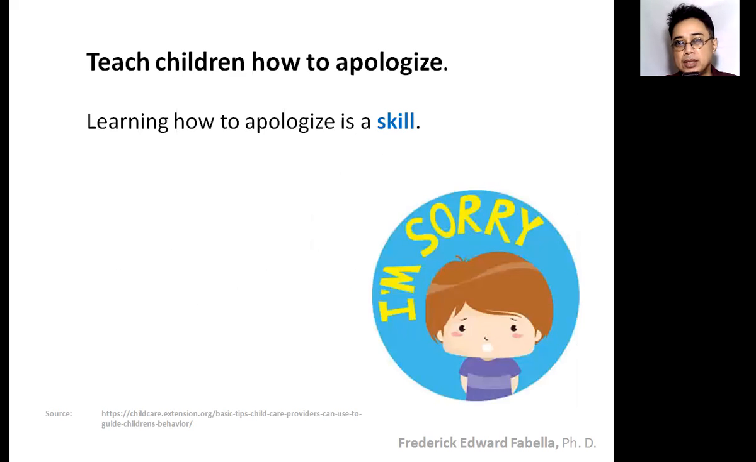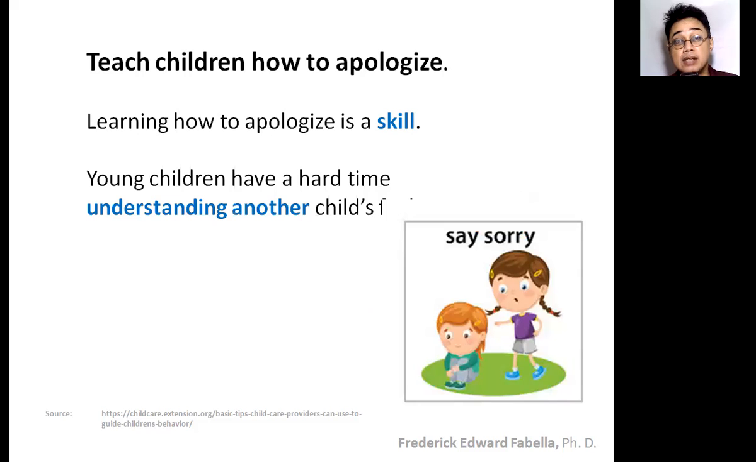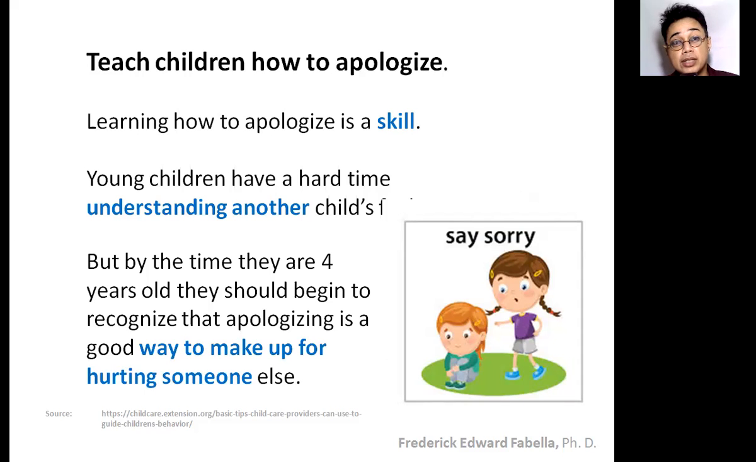Okay. So learning how to apologize is a skill. Young children have a hard time understanding another child's feelings. So by the time they are 4 years old, they should begin to recognize that apologizing is a good way to make up for hurting someone else. Okay, so that's how important apologies are.